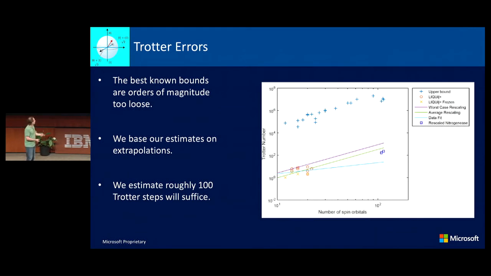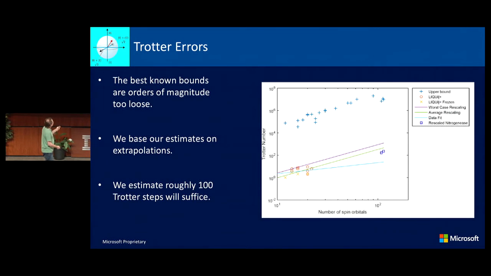So what we ended up doing is a couple of things. This blue line down here is really just a least squares fit over the part that we could simulate. And we get a very, very optimistic scaling. So I'll refer to this as the optimistic estimate. These other two lines over here are kind of more pessimistic rescalings.